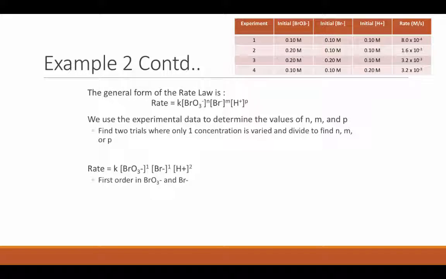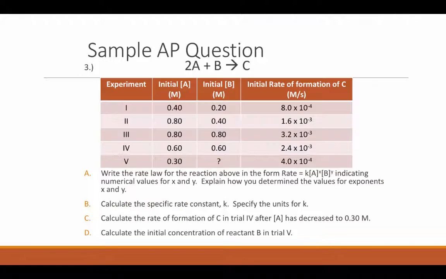Welcome back. We previously said that this reaction was first order in BrO3-. You should also have determined that it's first order in Br- and second order in H+. To determine the overall order of this reaction, we add up each individual order to give us an overall order of 4. Here's an example from a previous AP exam.